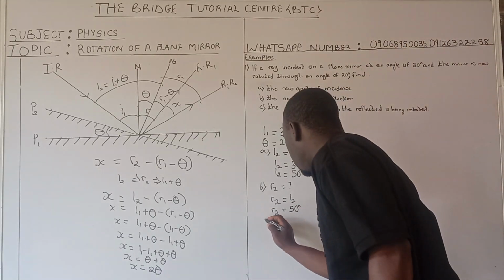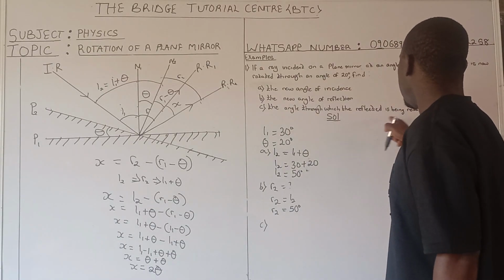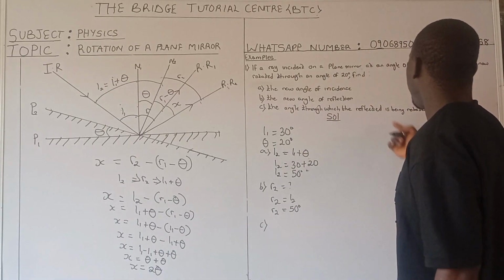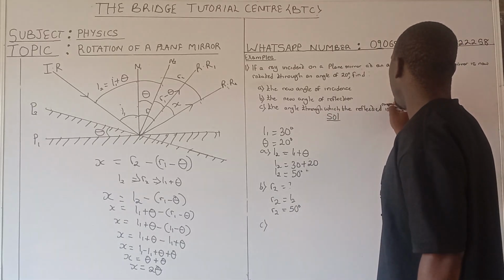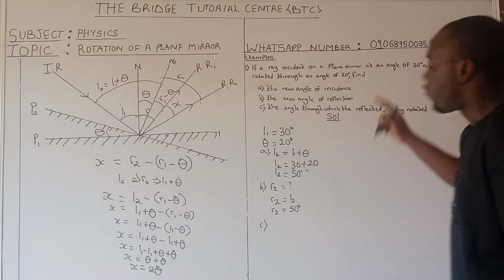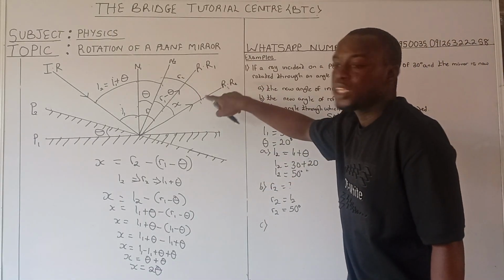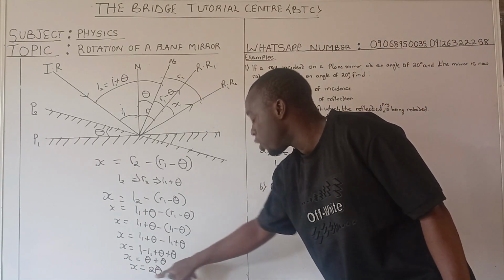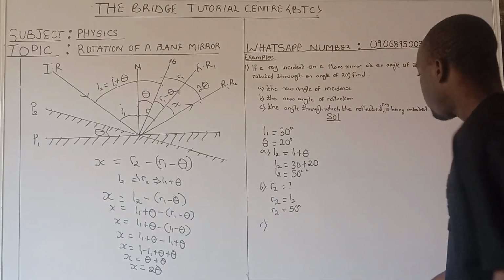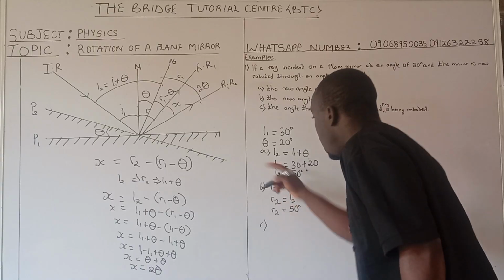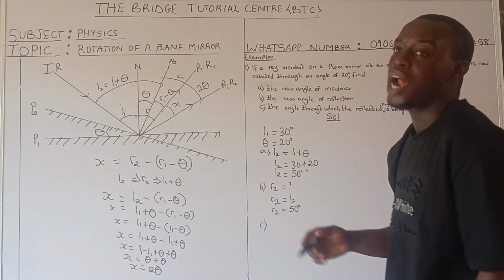What about the third question? The angle through which the reflected ray is being rotated. What's that? We all know that whenever a mirror rotates through an angle theta, the reflected ray rotates through an angle 2 theta. Don't forget it is 2 theta. So we are going to have our angle of rotation, which is the angle between R1 and R2.